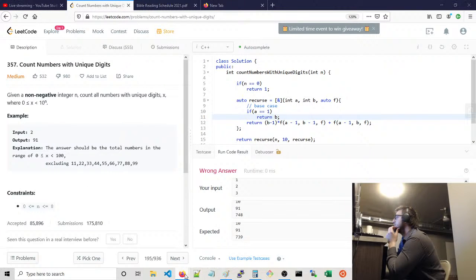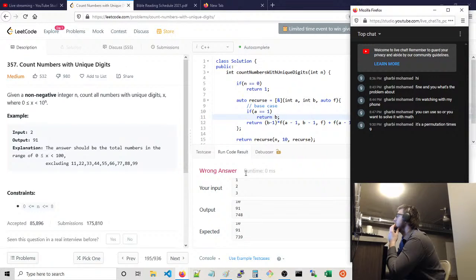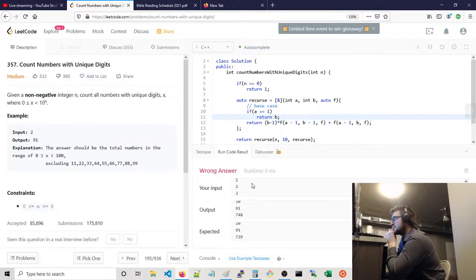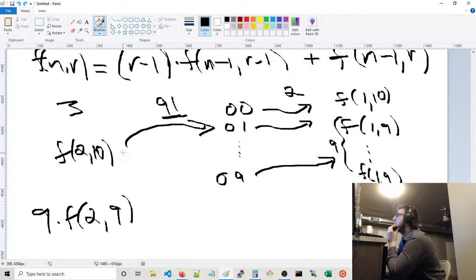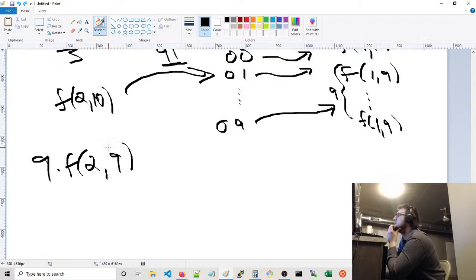It's permutation times n times 9. It's a permutation times 9. I don't think so. I think it's a little more complicated than that. So this part is fine. It's this part that there's really issues.